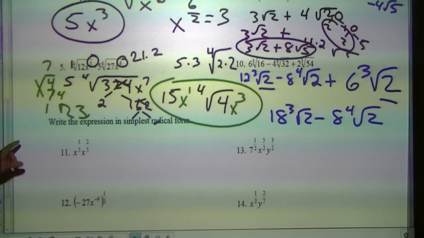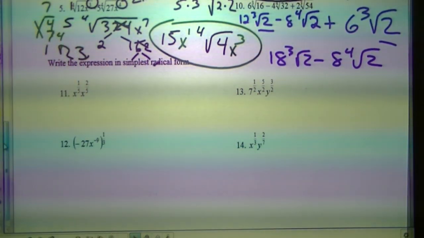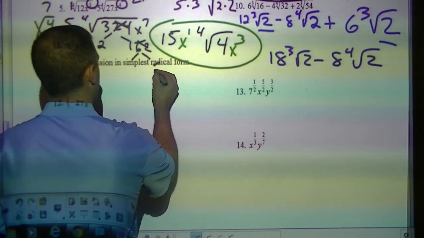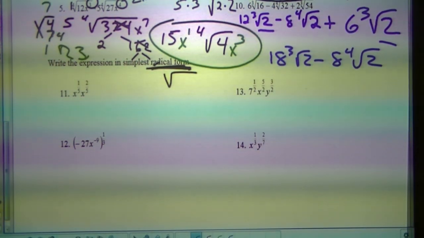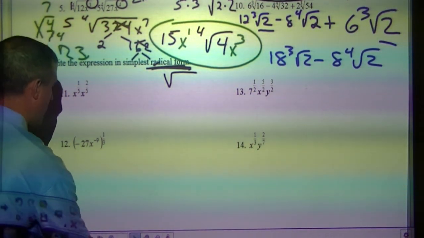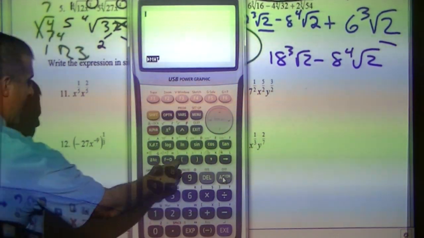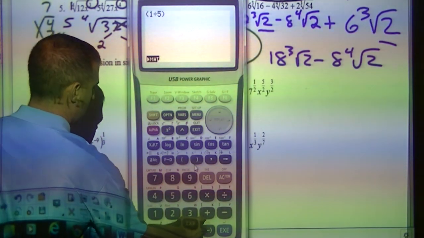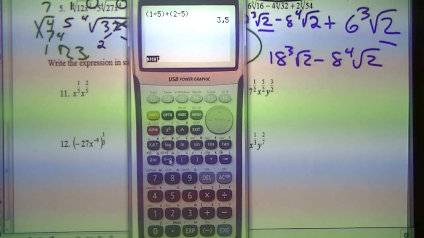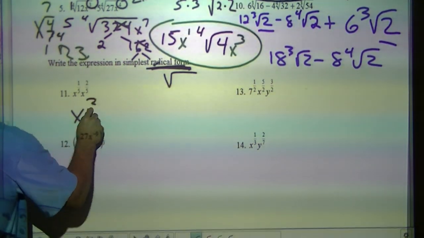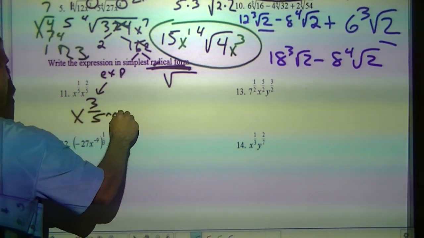Okay, now, this is where a lot of people get tripped up. Write the expression in simplest radical form. Okay? So here's the key word: radical. That means it's got to have something like that when you get done. Now, with these, what you're going to want to do is add the exponents. So that's an x and an x. So I want to add 1/5 plus 2/5, and I get 3/5. So x to the 3/5. Now, what does that mean? This is the exponent. This is the root.